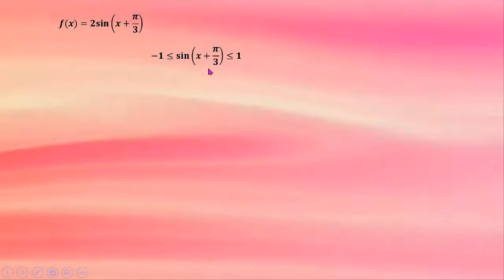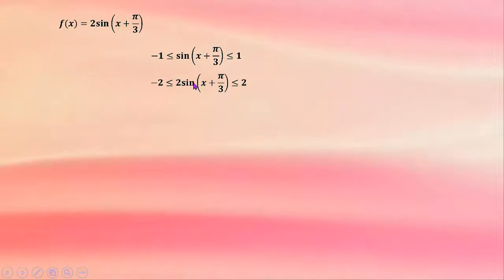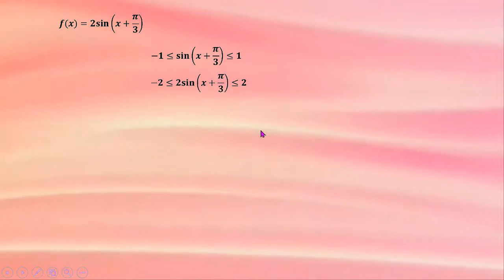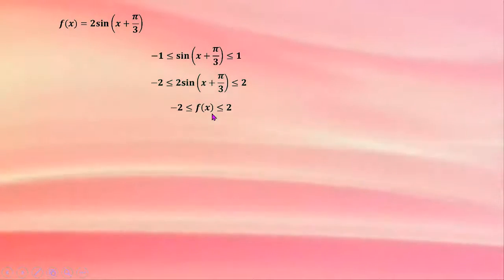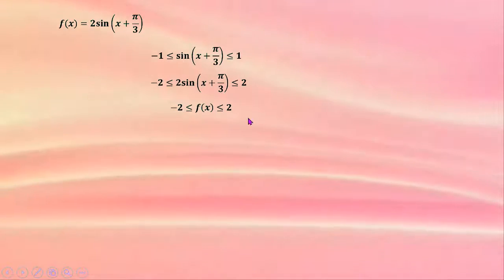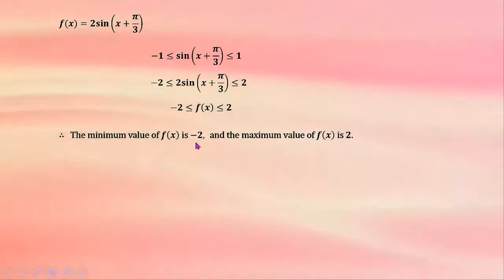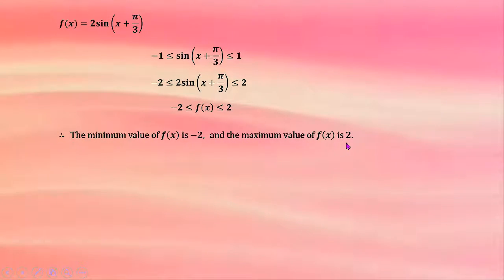Since f of x is in a single term, sine function takes the values from -1 to 1. So, 2 sine of x plus pi over 3 takes the values from -2 to 2. Therefore, the interval of f of x is from -2 to 2. The minimum value of f of x is -2, and the maximum value is 2.